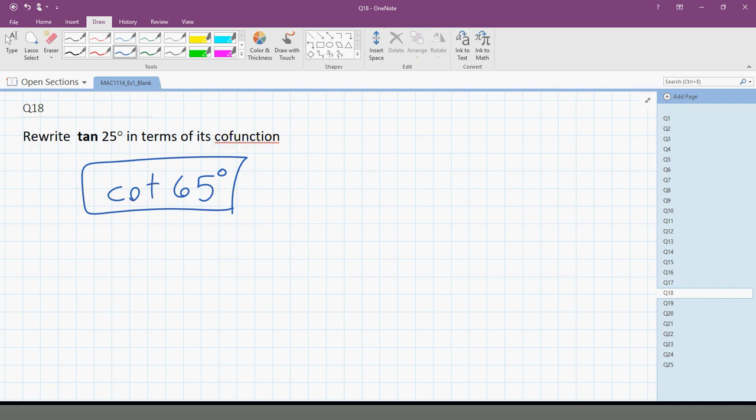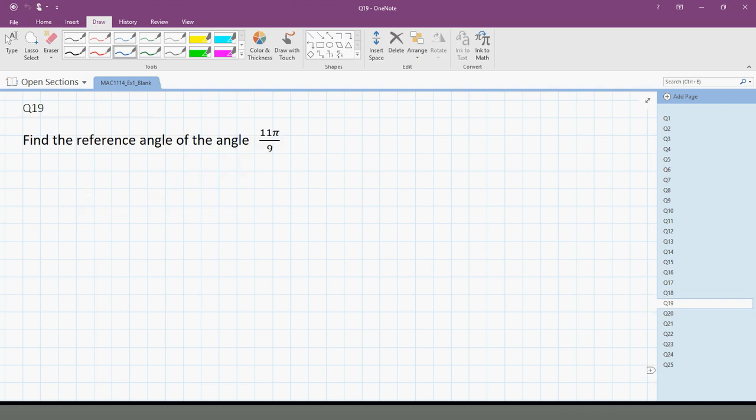When you do the cofunction, you basically give me the reciprocal function, and then you take 90 minus the angle. Or if it's in radians, pi over 2 minus the angle. Okay? Getting near the end.